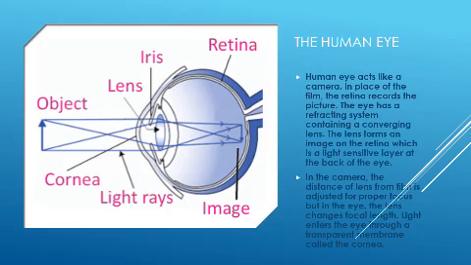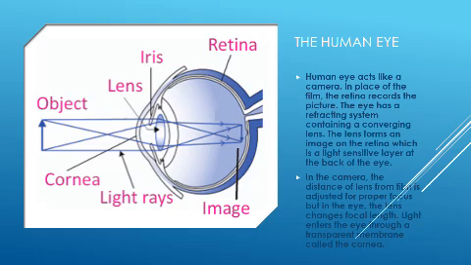The human eye. The human eye acts just like a camera. In place of film, the retina records the picture. The eye has a refracting system containing a converging lens. The lens forms an image on the retina, which is a light sensitive layer at the back of the eye.